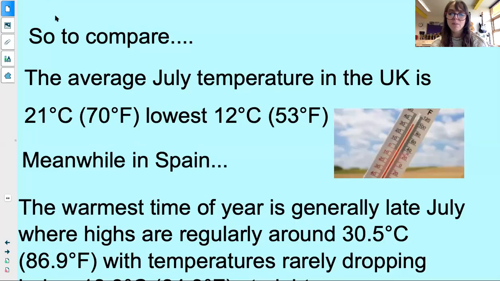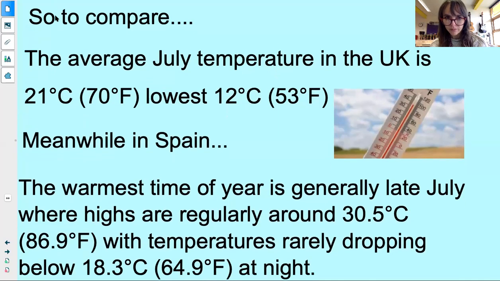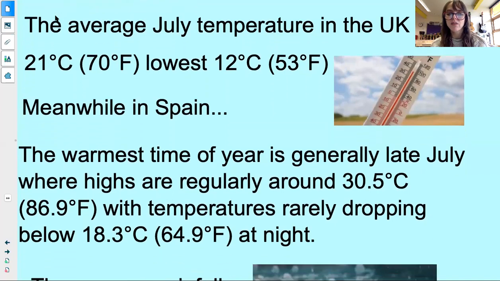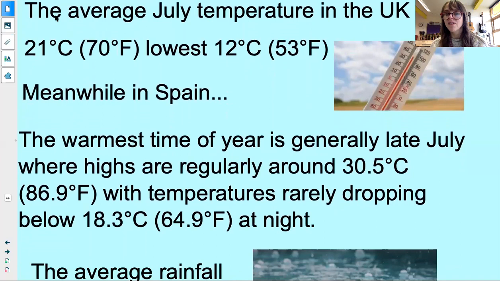Okay, so let's compare. In the UK, the average July temperature, which is quite a hot time of year for us, is 21 degrees Celsius, 70 degrees Fahrenheit, for those of you who like that sort of thing. And the lowest can be down to 12 degrees Celsius or 53 degrees Fahrenheit.